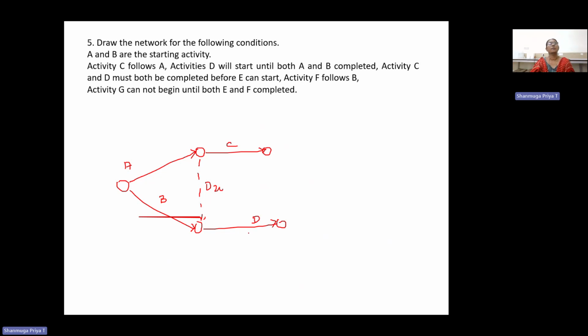So next, activity C and D must both be completed before starting the E activity. So both will finish C and D, then E will start. So the arrow mark of the dummy will be this side. So I will draw the E activity.